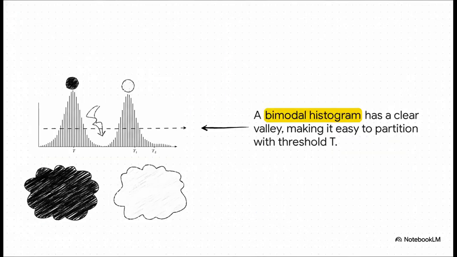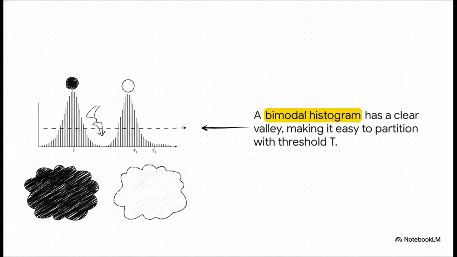Now, there's a really cool way to visualize this. It's called a histogram. It just counts up how many pixels there are at each brightness level. In a perfect world, you get this beautiful chart with two distinct mountains. One mountain is all the dark object pixels, the other is all the bright background pixels.